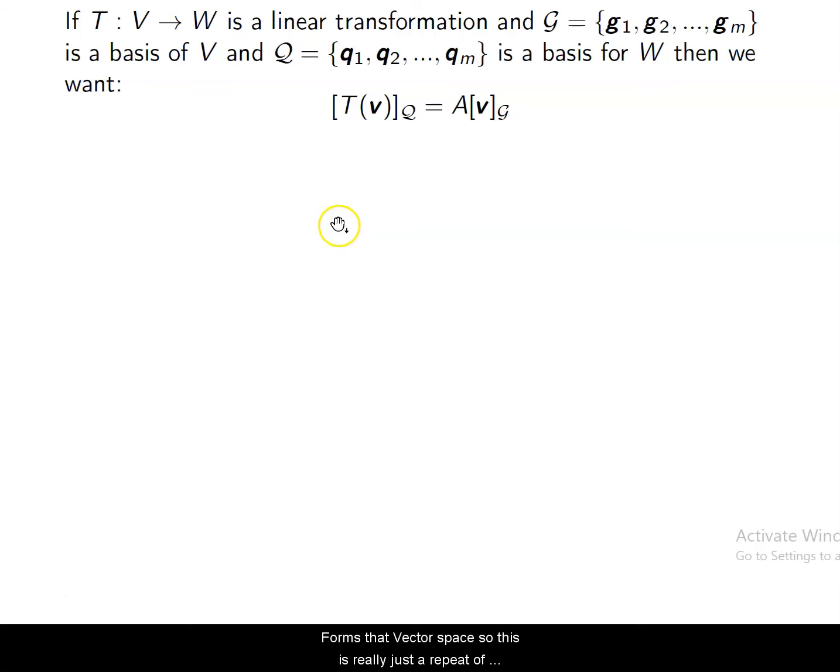Okay, I hope that makes sense to you. So this is really just a repeat of what we're saying. You take V, you transform it into the basis representation of the vector space you're in. You transform it by multiplying it by your transformation matrix, and your end result will be the image of V, represented in the basis of the space that you are going into.